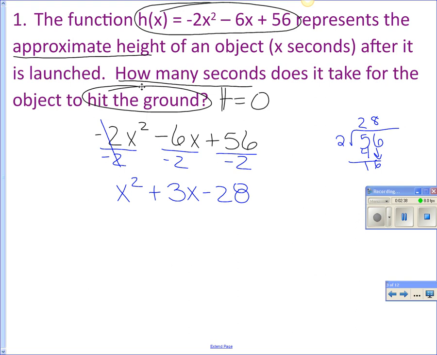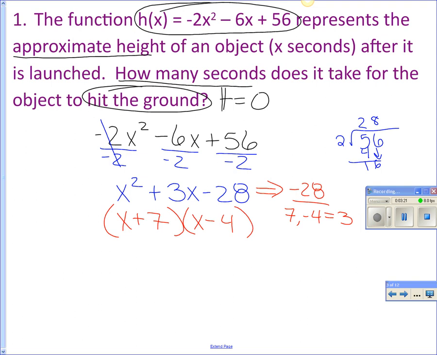Got to keep going. How many parts does that have? 3. What do you do when it has 3 parts? Good. Kick out the negative 28. What multiplies to give me negative 28? 7 and negative 4. One of them has to be negative to give me a negative 28. What's 7 plus negative 4? And is that what I want? Yes. So I'll write it in parentheses: x plus 7, x minus 4.